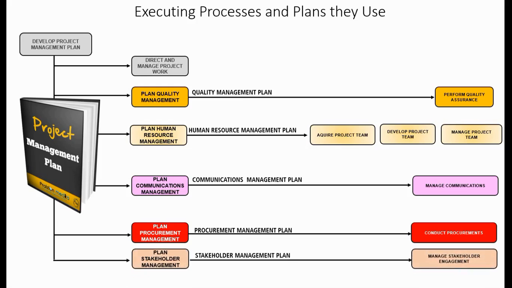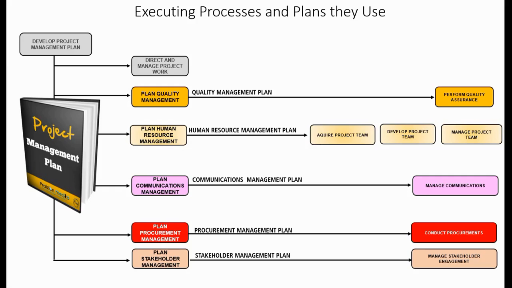So I'm trying to get you to see the pattern that these executing processes in the 5th edition all use their individual subsidiary plans from that knowledge area as an input. Perform quality assurance uses the quality management plan. Acquire, develop, and manage project team use the human resource management plan. You don't see mention of the big project management plan as an input to those executing processes. Instead, you see it as an input to where you get the subsidiary plans. Now, I hope that helps. Direct and manage project work is a little bit different in that we have the project management plan going directly into it. So it's the only executing process where we have the explicit mention of the project management plan as an input. Okay?